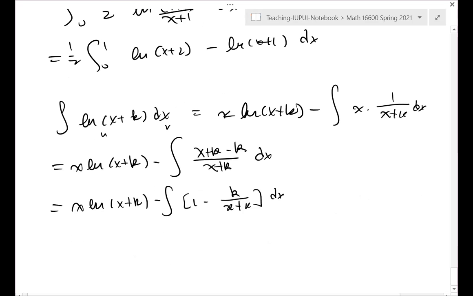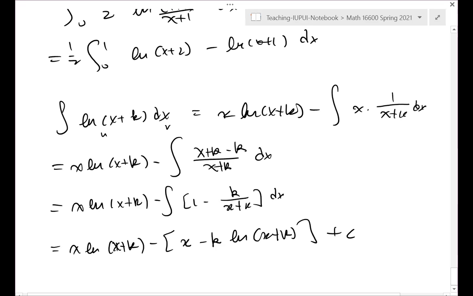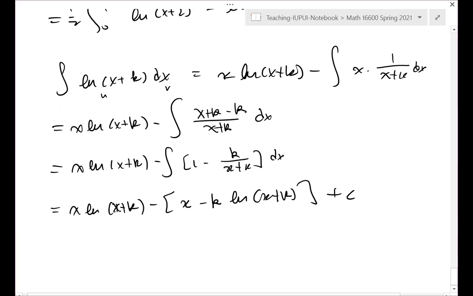So the first one is constant 1, so I just write down x. The second one is k, natural log of x plus k. We assume, at this moment, you probably don't need the absolute value here because in the above integral, x plus 2 is always positive. And plus constant. But you can also double check whether this is the correct antiderivative.